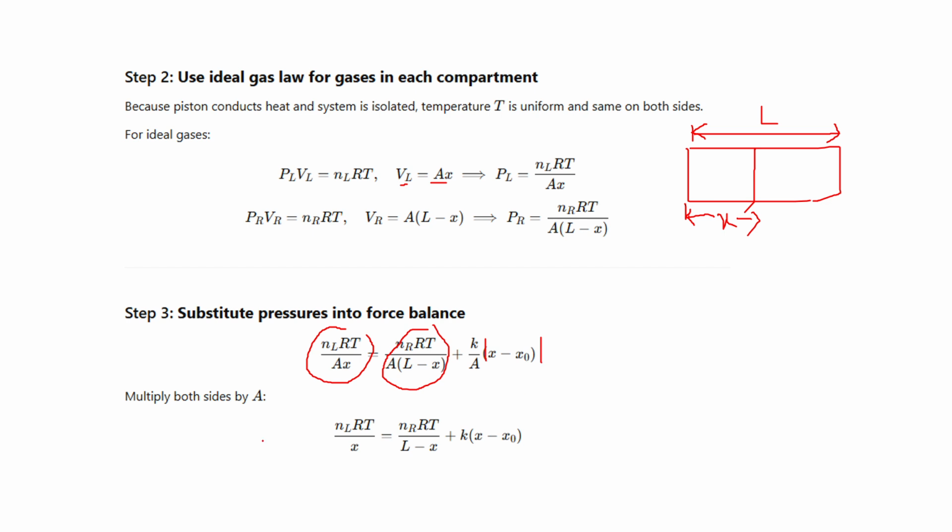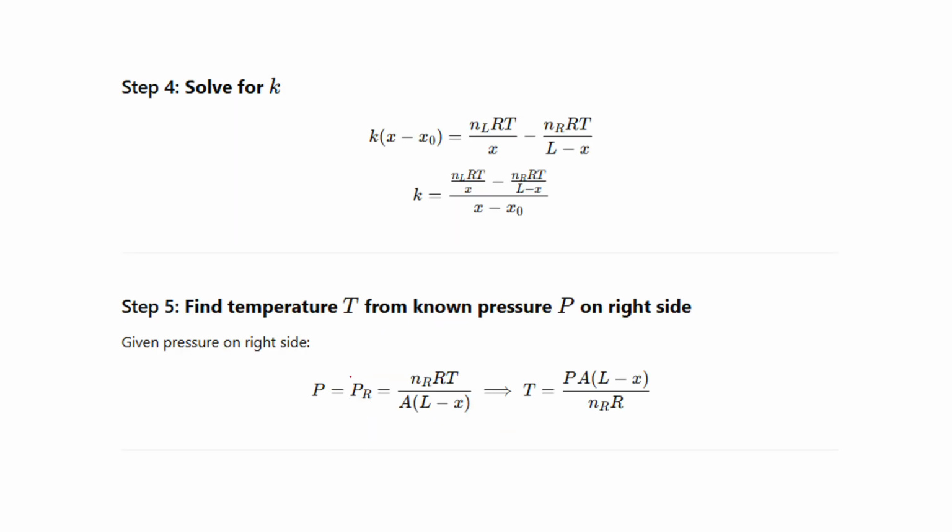After simplifying and removing A, we get this equation, multiplying both sides by A. When we solve it, we get the expression for K. You can pause the video and see the algebraic expression, whatever has been done. So K equals this much.